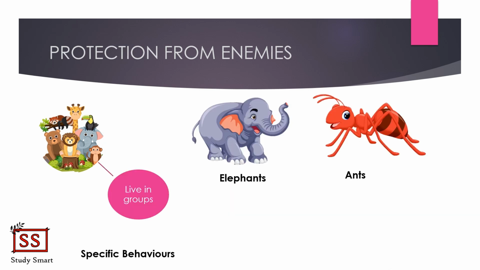The last behavior of animals that protects them from enemies is living in groups. Animals such as elephants and ants always live in groups so that it is difficult for them to be attacked by the enemies.